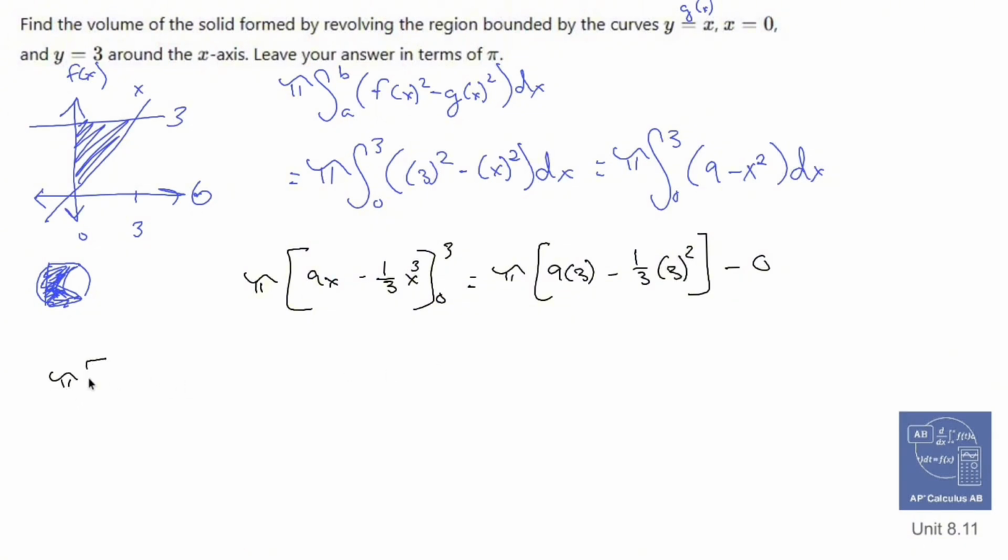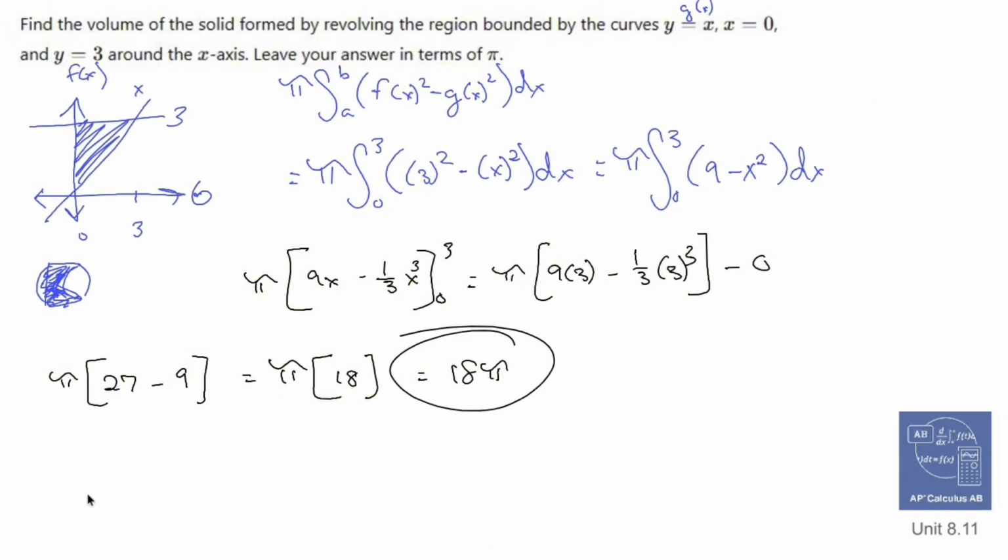So pi times 27 minus 3 squared is 9 times negative 1/3 is 3. No, that should be 3 cubed. Ah, that was a close one. So 3 cubed is 27. 27 times a third is 9, so 27 minus 9. Pi times 18. 18 pi. Phew.